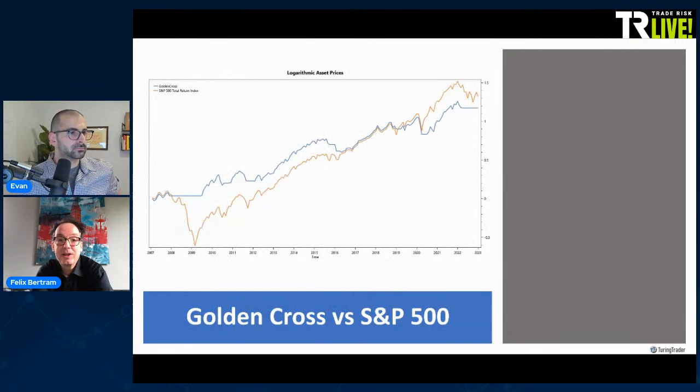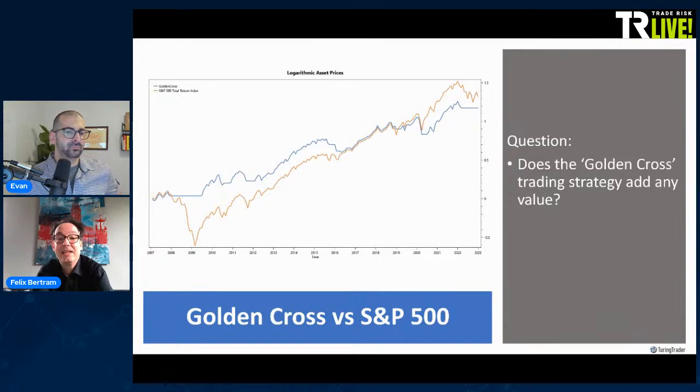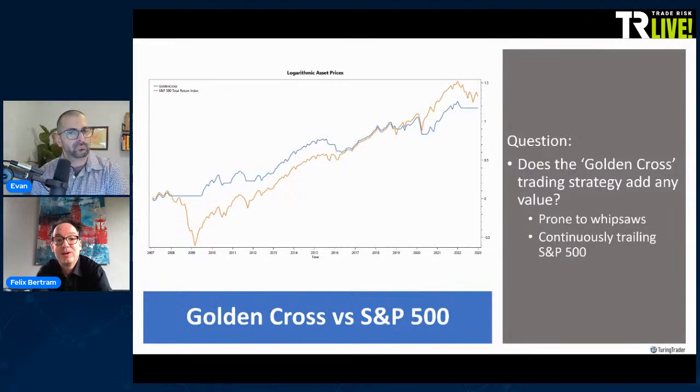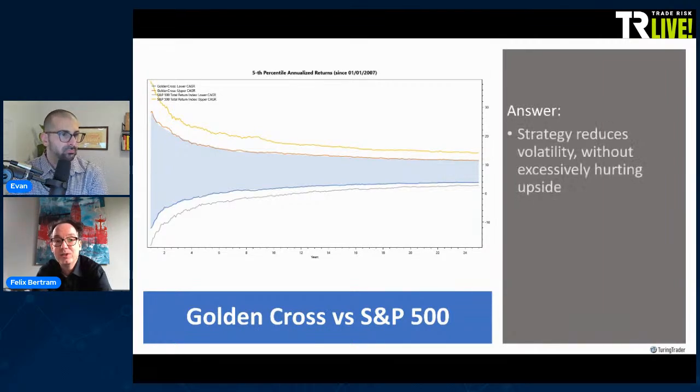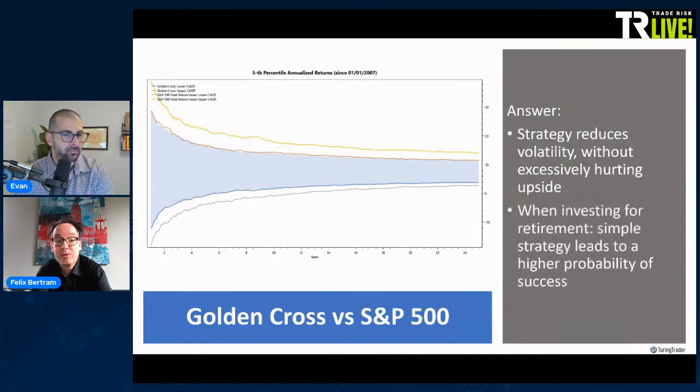So now let's have a look at another example, the golden cross versus the S&P 500. So does this add any value? Is it worth trading the strategy? And we know it's a terrible strategy, right? It's prone to whipsaws and it's continuously trailing the S&P 500. But when you look at this, then you'll find it's actually doing something that's quite meaningful. So we're reducing the downside. We're improving the returns at the fifth percentile without removing too much on the upside. So when investing for retirement, this actually leads to a higher probability of success.